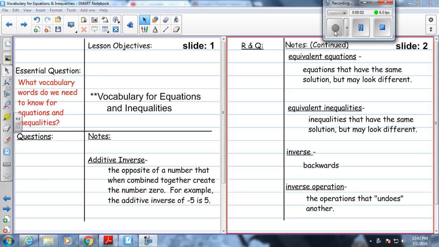Hello students, and welcome to the vocabulary for equations and inequalities. You can see our essential question is this is the vocabulary you'll need to know for the lesson. You're going to want to pause right here to copy down these two slides.